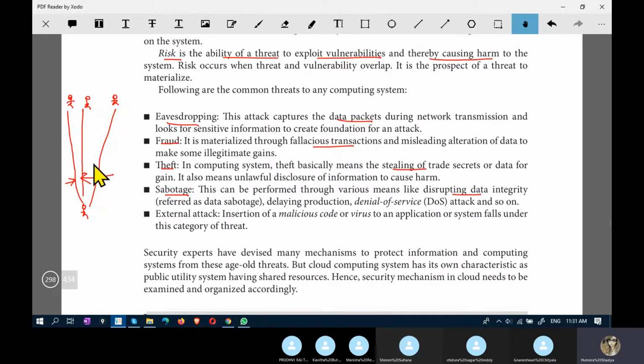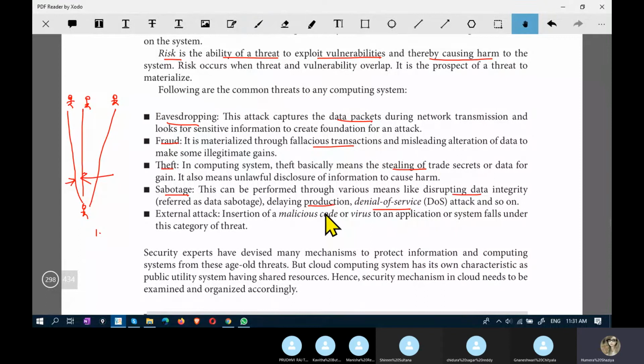For instance, if I'm sending the question paper which I have set to the exam branch, somebody can eavesdrop, get access and do sabotage. Sabotage means if I write question number 1 as explain cloud computing, they may change it to something else. That is sabotage. And that includes delaying production or denial of service attack.